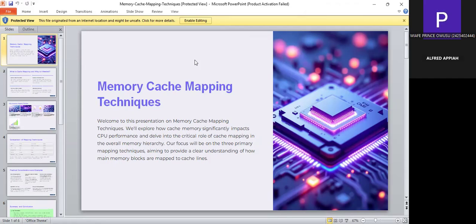We will explore how cache memory significantly impacts CPU performance and delve into the critical role of cache mapping in the overall memory hierarchy. Now, our focus will be on the three main mapping techniques, aiming to provide a clear understanding of how main memory blocks are mapped to cache lines.